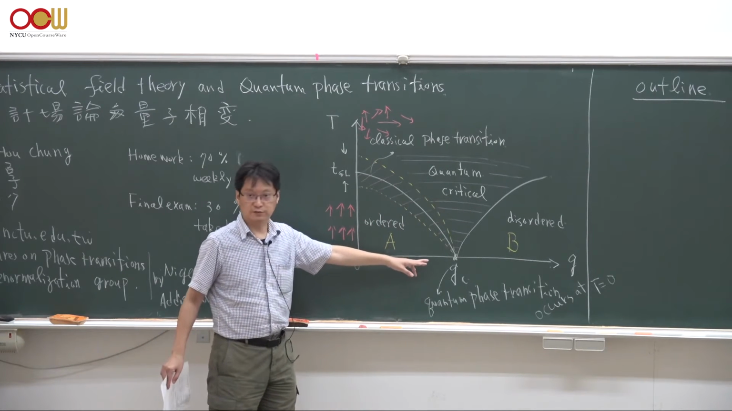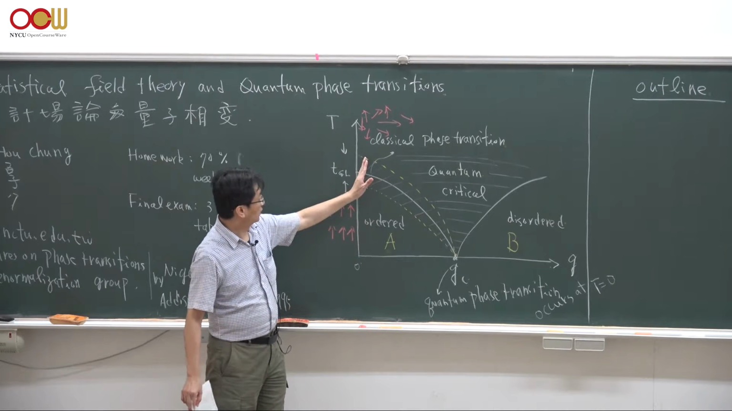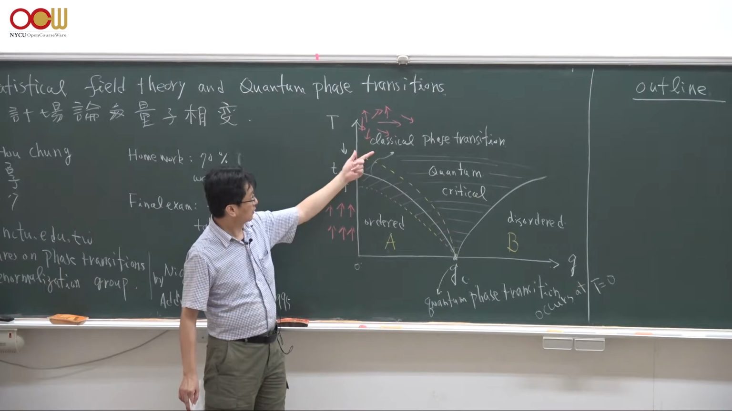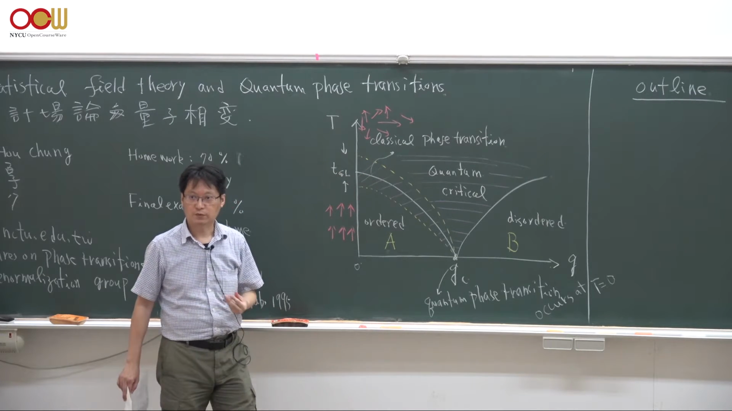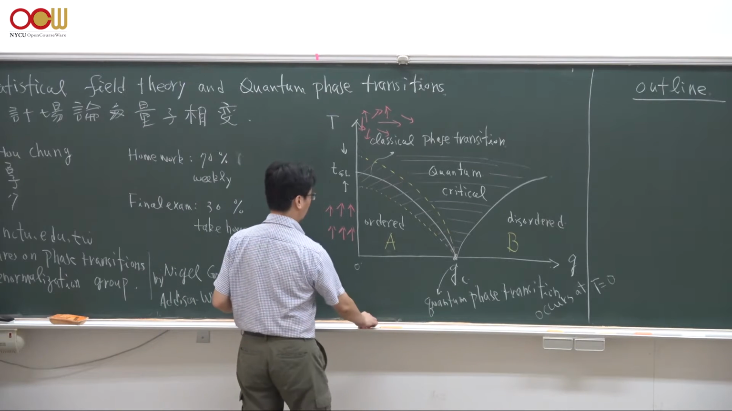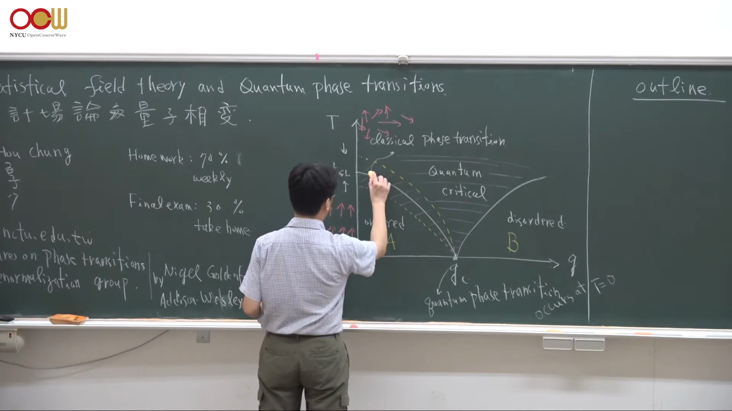Unlike this ground state phase transition, this thermal-excitation-induced phase transition, which we call the classical phase transition, occurs at a finite temperature, and that temperature we call the critical temperature.